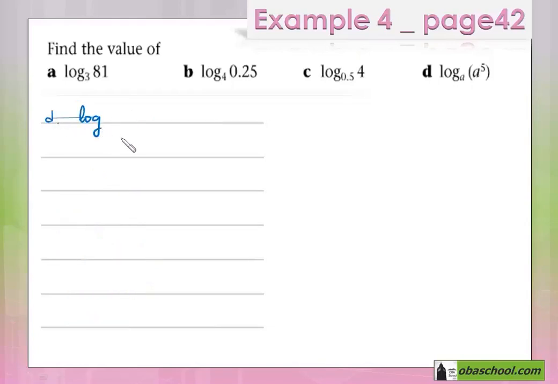so that it would become easier. Finally, we have log base a of a to the power 5 equal to x. And so this would basically mean that a to the power x is equal to a to the power 5. So what's left off is a simple equation, and that x would be equal to 5, and that would be the final answer for D.